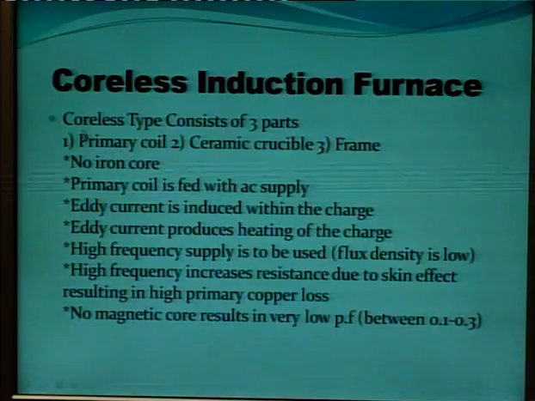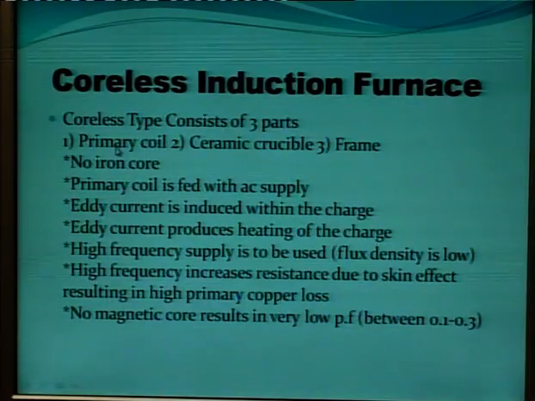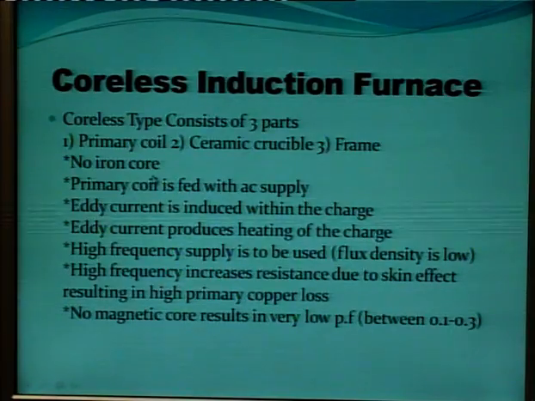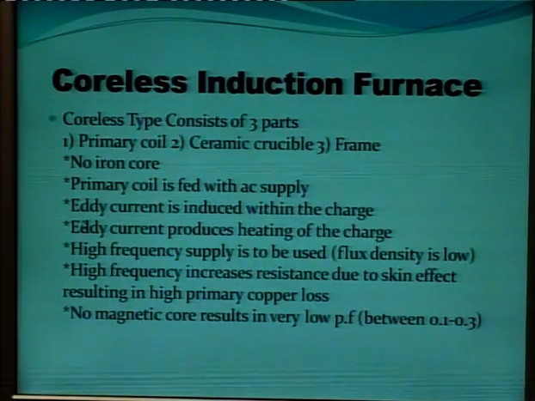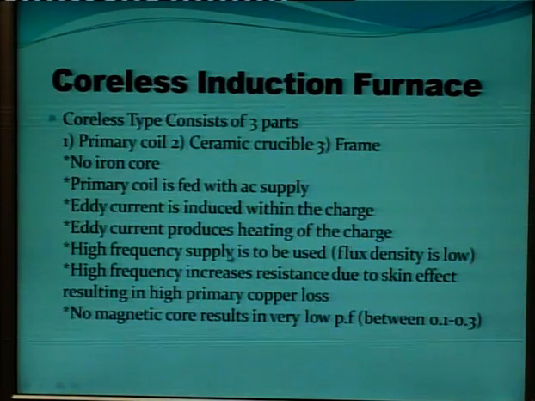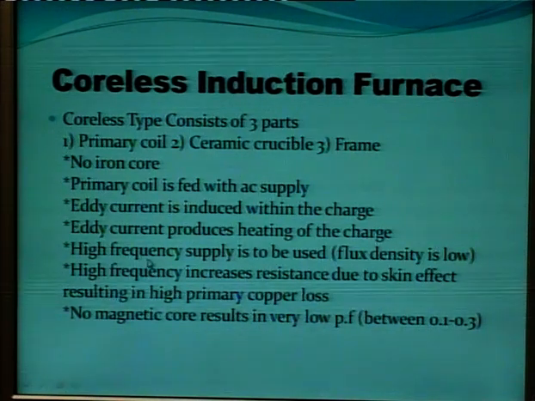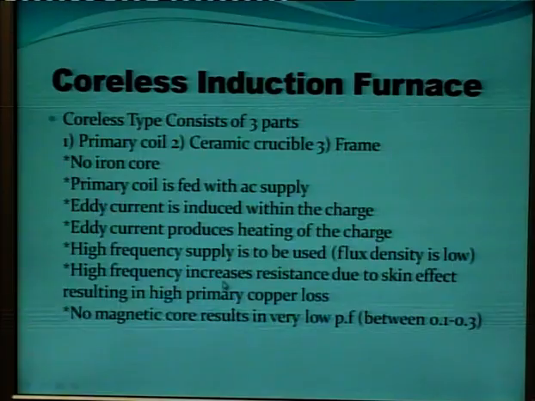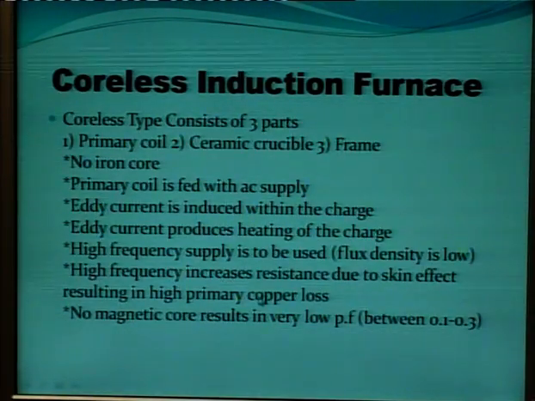So see, it mainly consists of three parts: primary coil, ceramic crucible and the frame. There is no iron core. Primary coil is fed with AC supply. Now eddy current is induced within the charge. Now this eddy current produces heating of the charge and therefore high frequency supply is to be used because of the low flux density. Now high frequency increases the resistance due to skin effect, resulting in high primary copper loss.